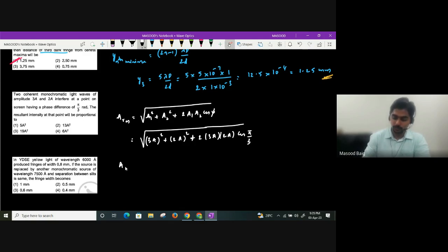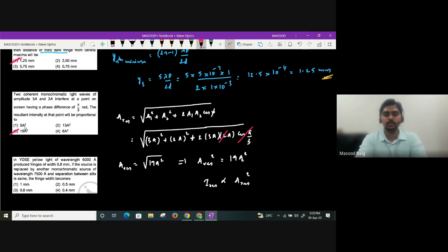So what are we going to get as the resulting amplitude? 9a square plus 4a square, plus cos pi by 3, and cos pi by 3 is 1 by 2, so the 2 and 2 will get cancelled out. So you will get under root of 19a square. So the resultant amplitude square will be equal to 19a square, and we know resulting intensity will be proportional to resulting amplitude square, guys. So I'll get it as proportional to 19a square. Clear, all of you?